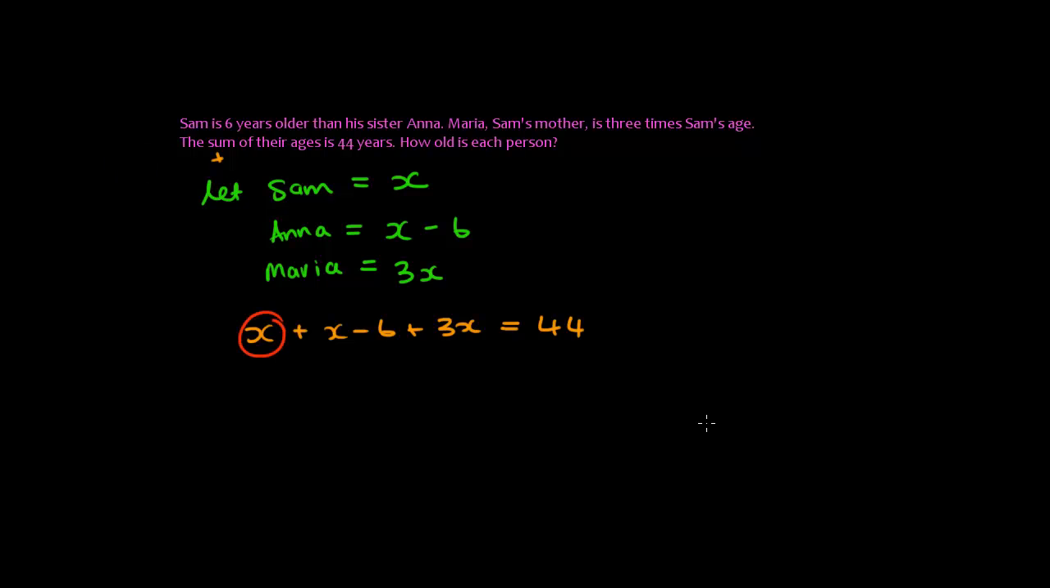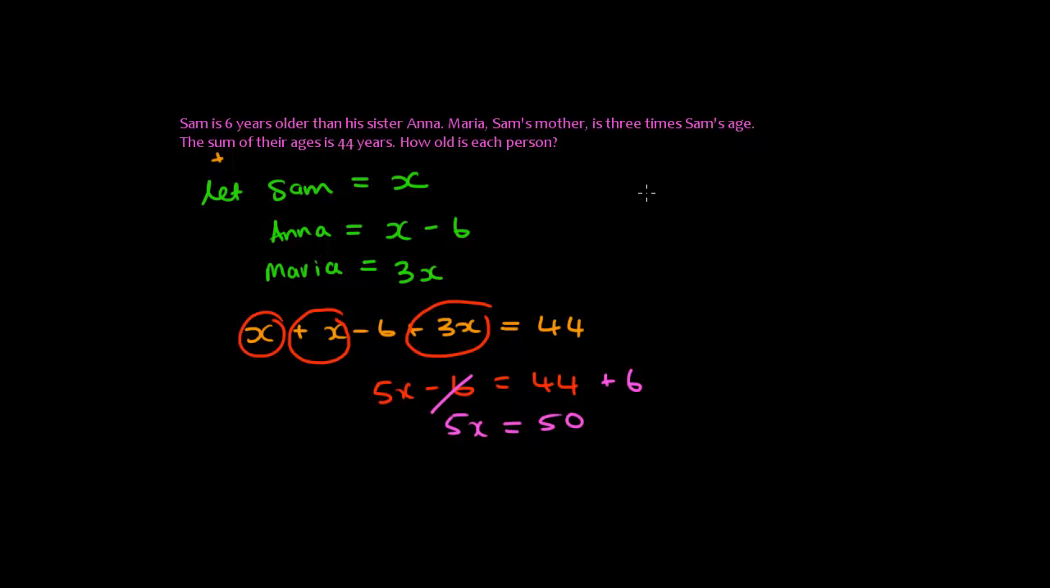Okay, so x plus x is 2x plus 3x is 5x. I'm just going to simplify that out. Okay, so remember back to our equations. We're going to get rid of the minus 6 by plussing 6. So 5x equals 50. And then how do I get rid of that times 5? Well, we divide by 5.